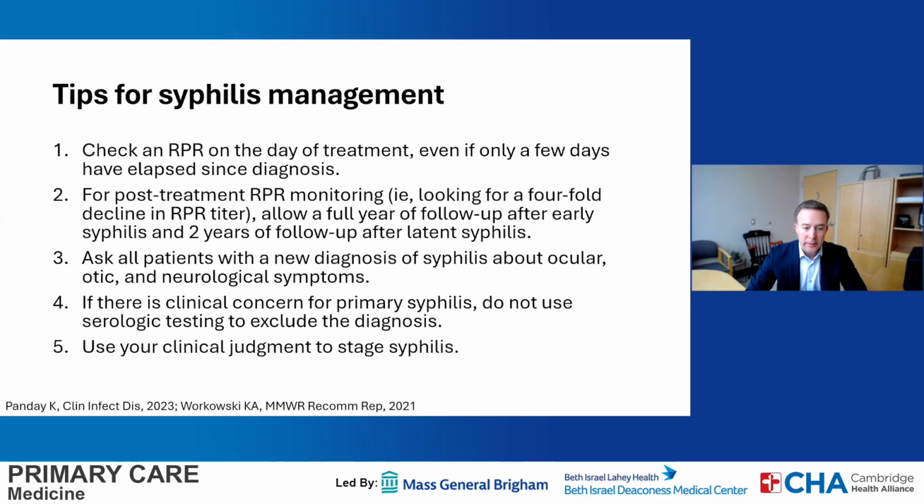Finally, I want to emphasize that you can use your clinical judgment to stage syphilis. If someone, say, comes in with a rash that's compatible with syphilis and has a high RPR, 1 to 256, for example, that is secondary syphilis, even if they have no prior RPRs or treponemal antibodies on record and you're unsure of the time of acquisition. So really, you can use your clinical judgment based on the history and the exam and the information from serologic testing to come up with what you think is most likely that patient's stage, and then treat them and follow them appropriately.